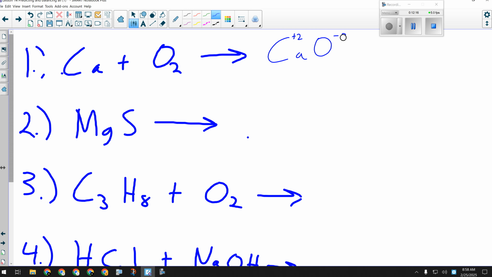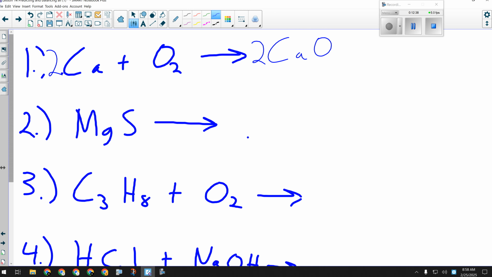Okay? Now what do I have to do? Now I have to balance it. So put a 2 over here for the oxygens. Now I have 2 oxygens on that side, but that gives me 2 calciums. So I've got to go back over here and put a 2 in front of the calcium, and now it's balanced. Okay, everybody all right with that one?